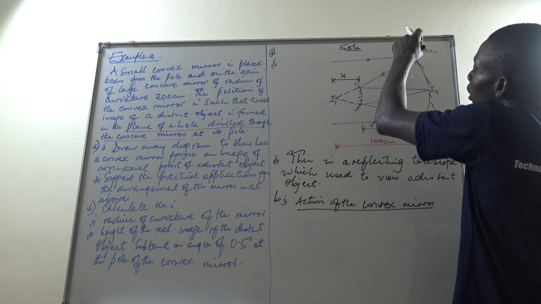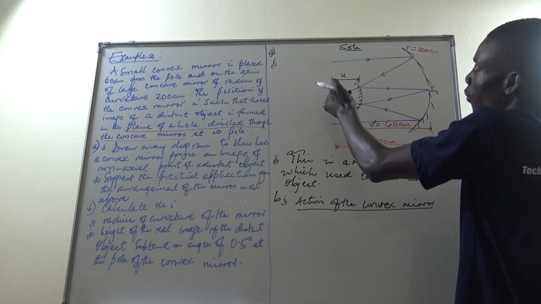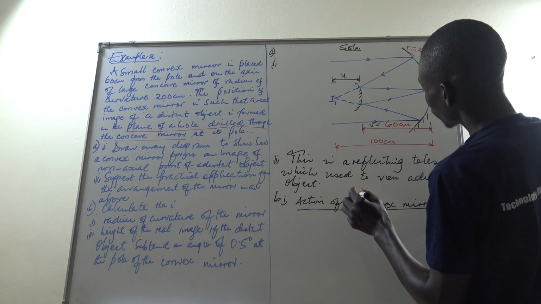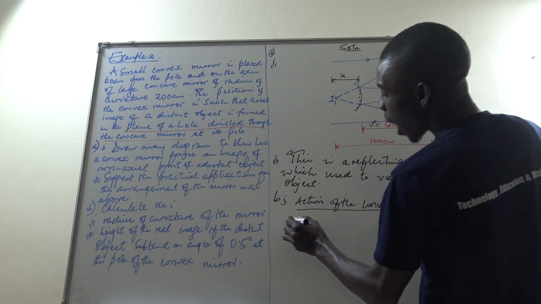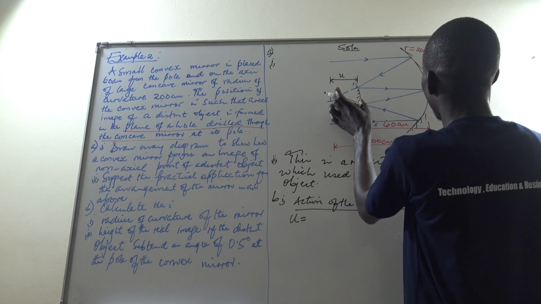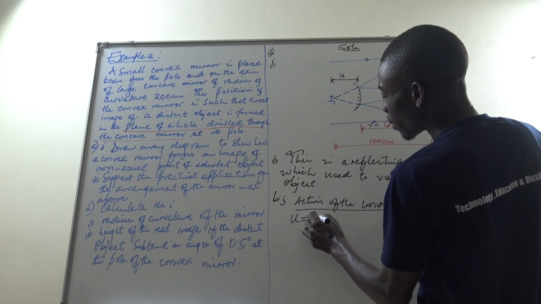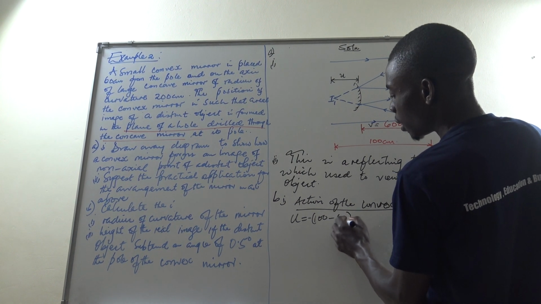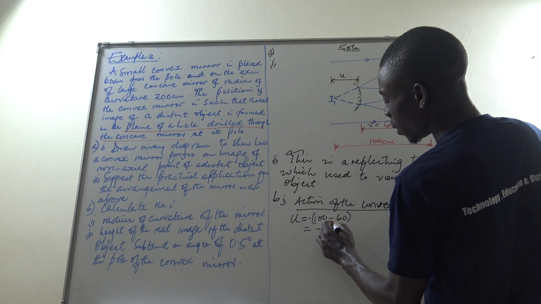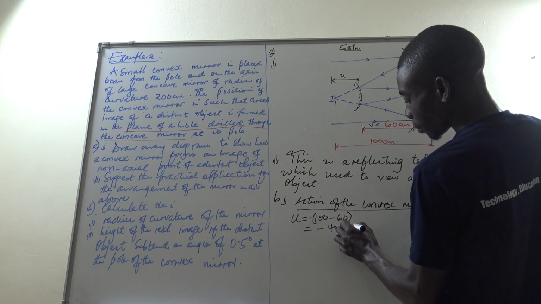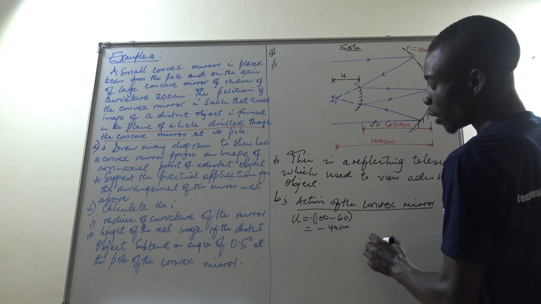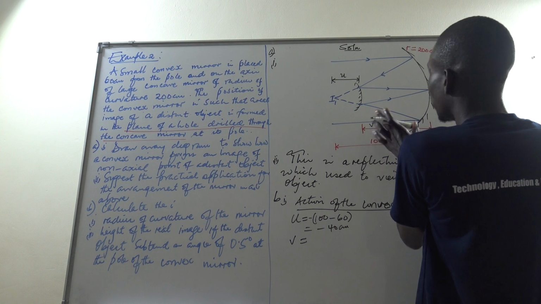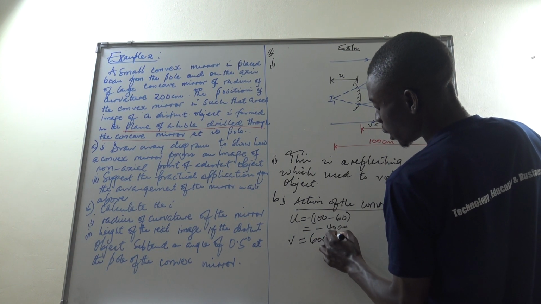So this is an image for this one, but it's an object for this, and it will form the final image there. So we shall basically say our U is this value here, which is the same as 100 minus 60, which is giving us negative 40. And then we shall also say our V, the image, is going to be formed here at a distance which will now be 60 centimeter, but real.